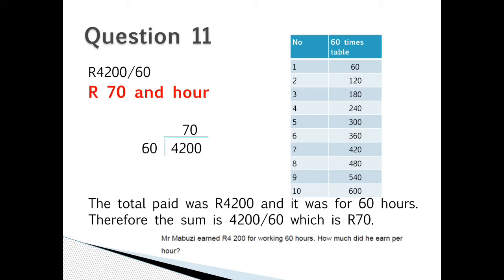What is important to know is our 60 times table. If you don't know your 60 times table, you literally could do your 6 times table and add a 0 each time. So 6, 12, 18, 24, 30, 36, 42, 48, 54, 60. So 4,200 divided by 60 is equal to 70 Rand per hour.